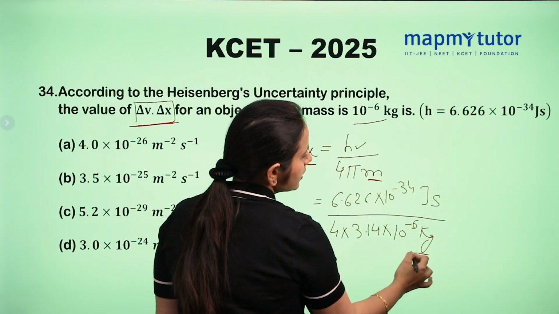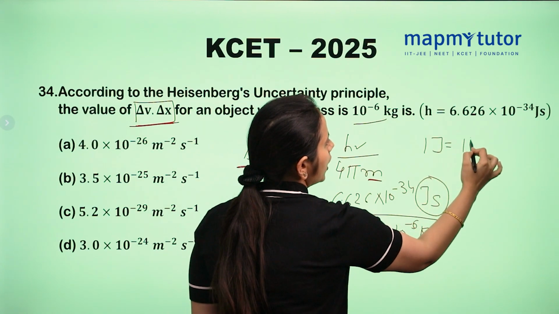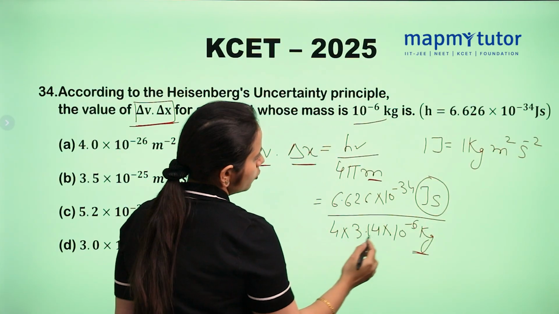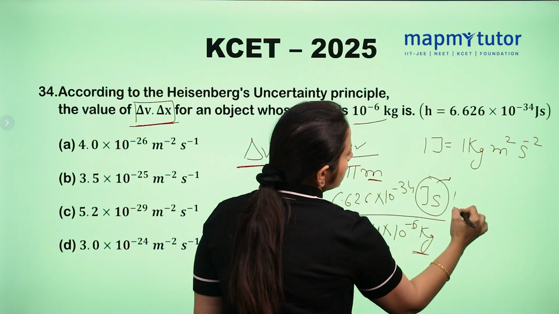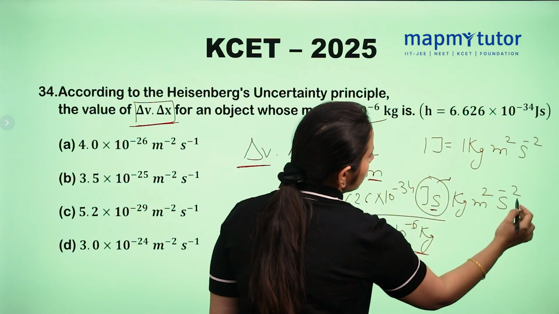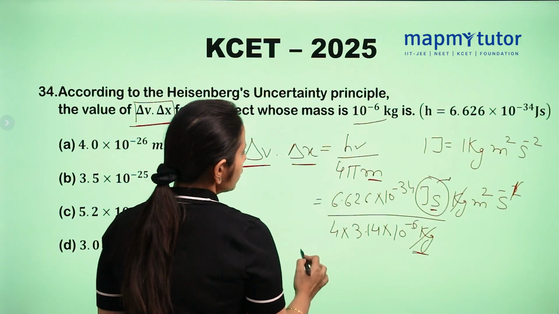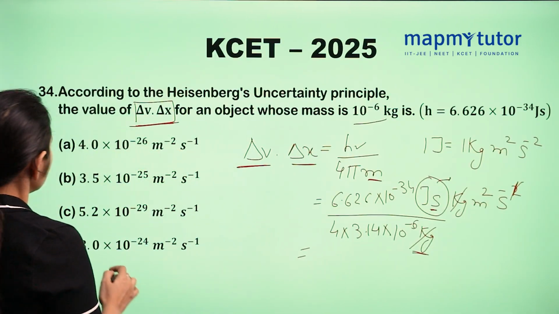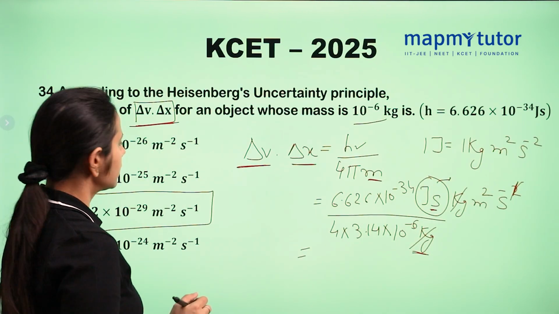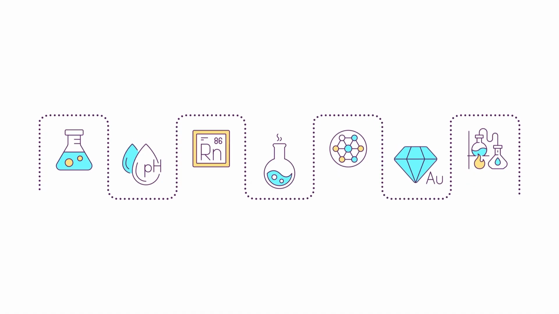Now, as this mass is in kilogram, we need to convert the units. 1 joule is equal to 1 kilogram meter square per second square. So we will write kilogram meter square per second square, and then this second will cancel and give minus 1, and this kilogram will cancel out, and we will get the answer, 5.2 into 10 raised to power minus 29 meter square per second. So on calculation you will get the answer C.